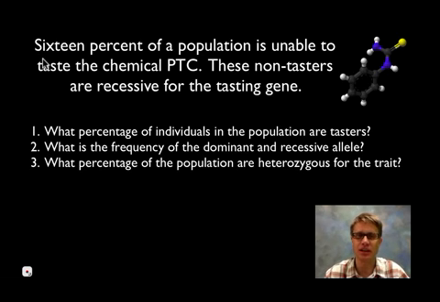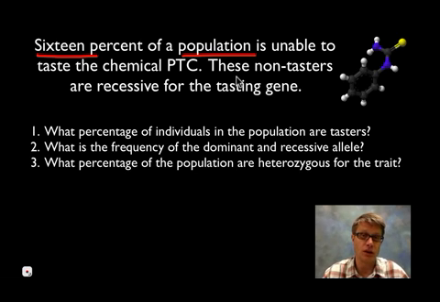Okay, so here we go. So basically, what are they telling me? They're saying 16% of a population. So are they talking about genes or are they talking about people? Well, they're talking about a population. They're saying 16% of the people are unable to taste it. And so what are they telling me? They're telling me p squared, 2pq, or q squared.